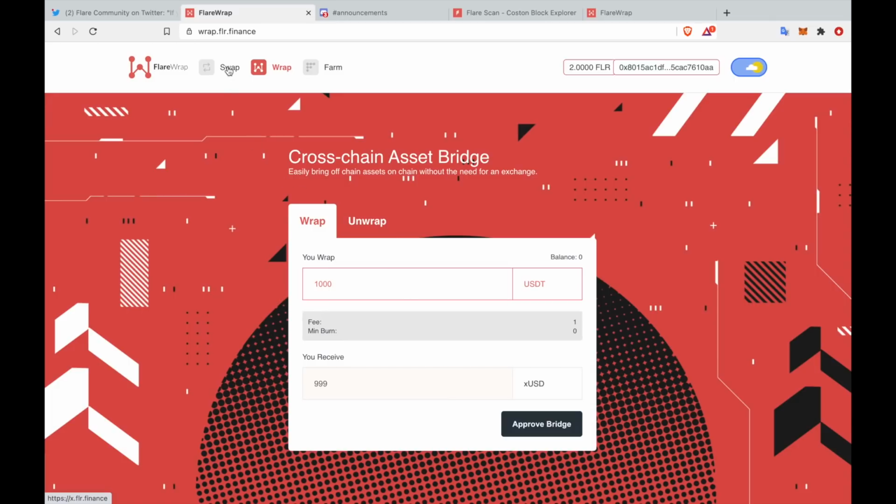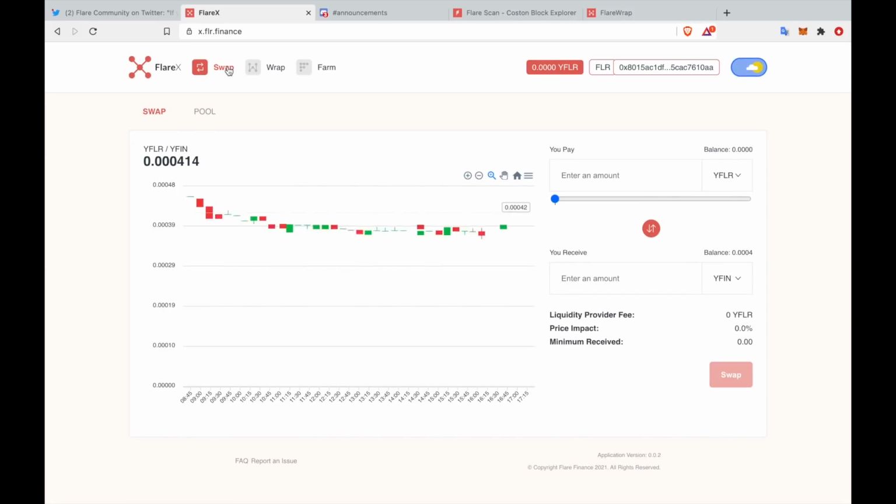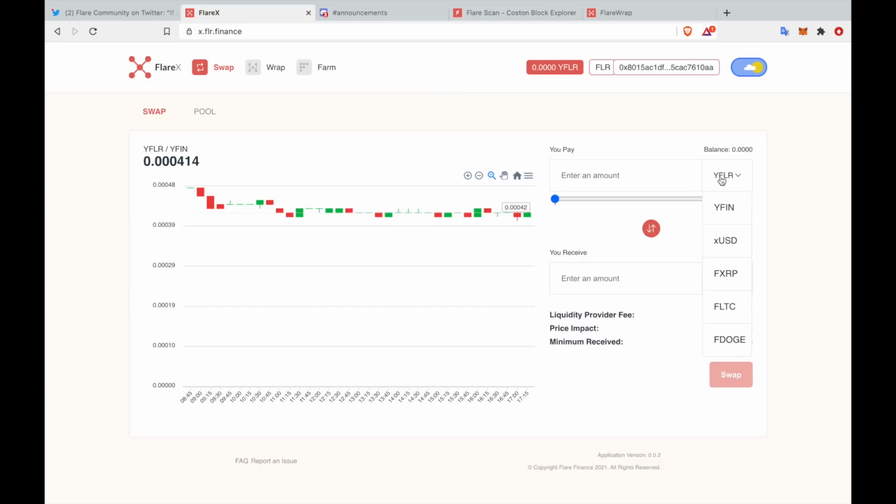The first page that I want to demonstrate to you is the swap page. This is Flare X and is basically a decentralized exchange. It will allow you to transfer from one asset into another in a decentralized manner. Now, you'll be able to notice that there is a liquidity provider fee. Well, that is essentially the fee that you will pay for transacting between two different assets, and this will be paid to the liquidity providers.